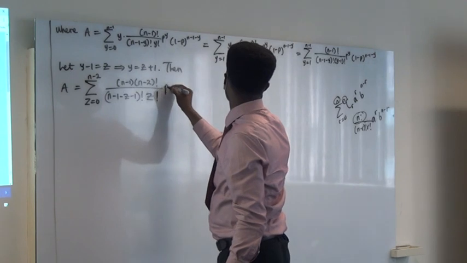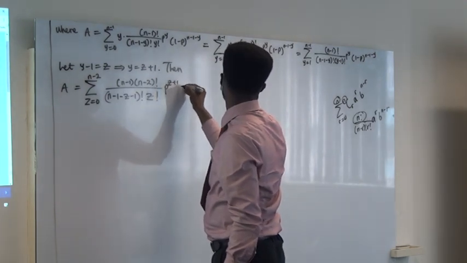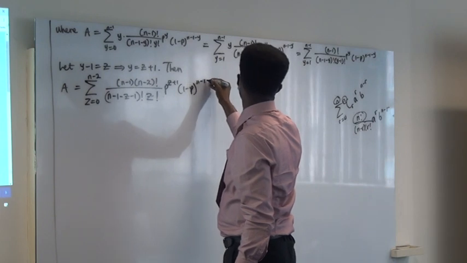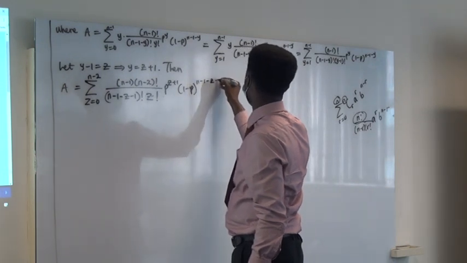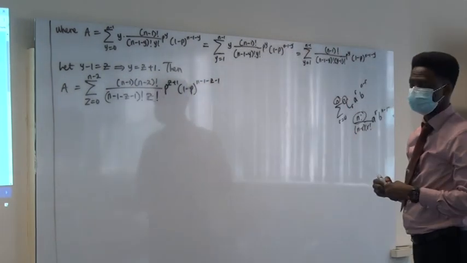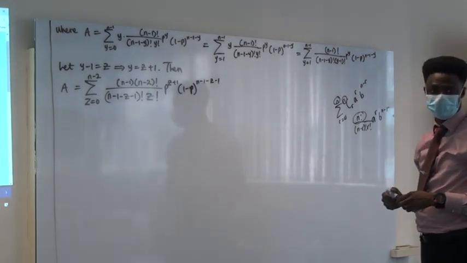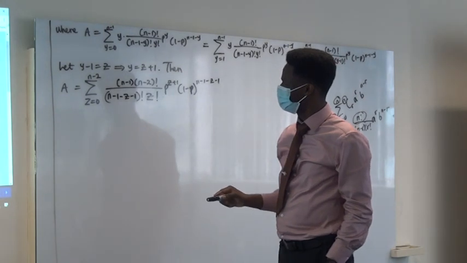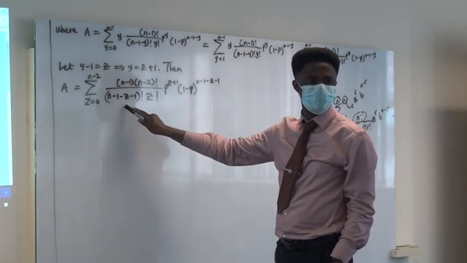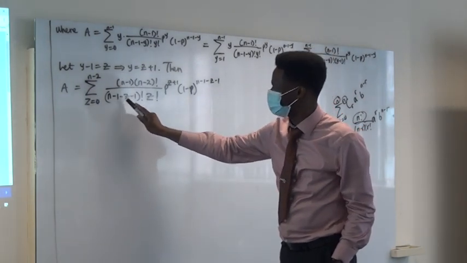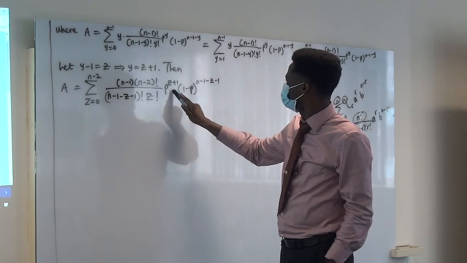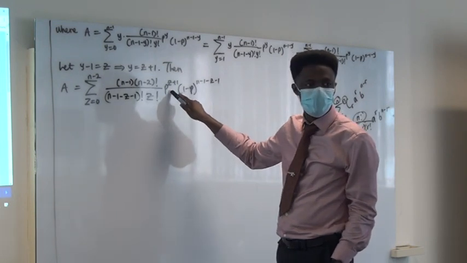So I have p to power z plus 1. 1 minus p raised to power n minus 1 minus z minus 1. Something like this, which is just n minus z. So I have n minus 2. I'm supposed to have n minus 2 minus z. Do I have that? Yes. So that's a combination already, right? Then I only need p raised to power z here.